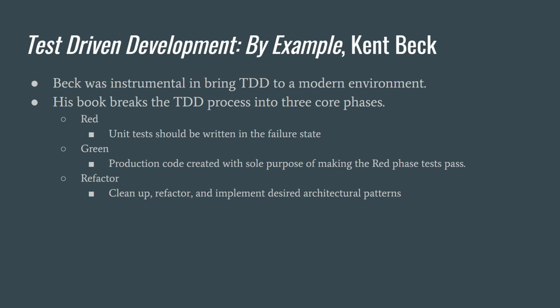The next phase is green. This phase is where production code is first written. The goal is to write code that causes all written unit tests to pass. Any solution that works is accepted here, even if it's not the best, cleanest, or most efficient way to solve the problem. When all unit tests are passing, then the next phase may begin.